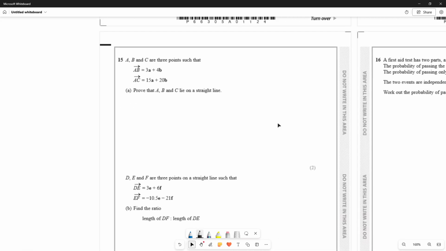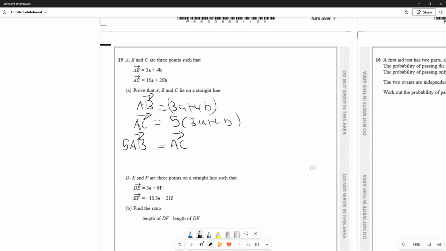Question 15. A, B, C are 3 points such that AB is 3a plus 4b, AC is 15a plus 20b. Prove A, B, C are on a straight line. So let's write these in their own base vectors. We have AB equals 3a plus 4b. We can't factorize this. But notice with AC, it's equal to 5 lots of 3a plus 4b when you factorize it. And notice they have the same base vector of 3a plus 4b. So we can write 5 lots of AB is equal to AC.